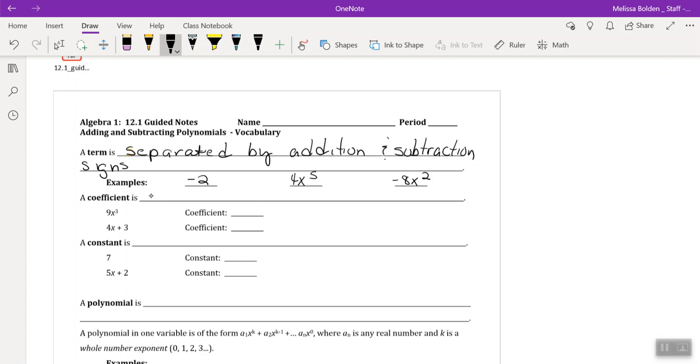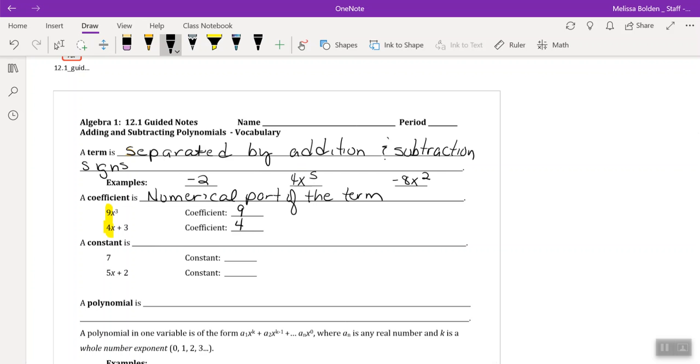All of those could be terms. And the coefficient is the numerical part of a term. So for instance, in this example, our coefficient is simply 9, not 9x, just simply 9. And in this, the coefficient is 4. We don't consider the 3 because the 3 would be considered a constant. So our coefficient is the numerical part of the term, so that would just be 4.